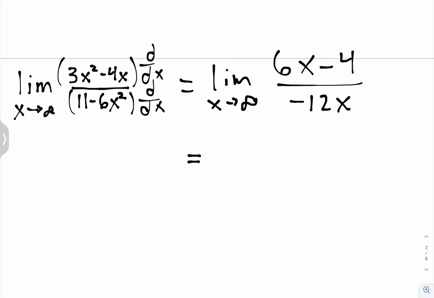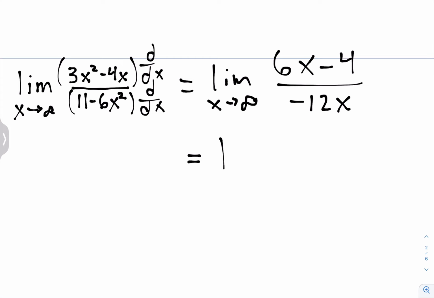Okay. Now, if we plug in infinity for x here, we're going to get 6 times infinity, which is infinity, minus 4, which is still infinity, over negative 12 times infinity, which is negative infinity. So this is infinity over negative infinity, which is an indeterminate form. So we have to use L'Hopital's rule again, because we can't just substitute in the x.